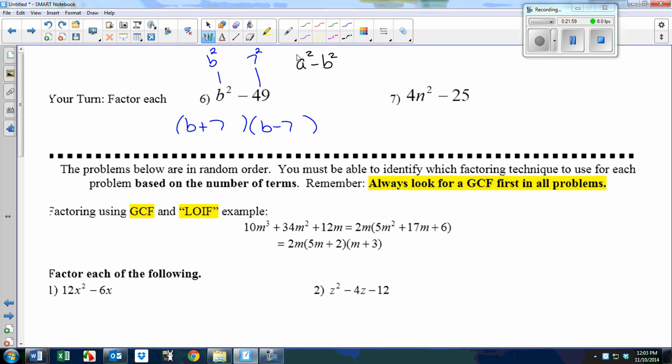All right, what about 4n squared? That's the tricky one. What would you square? I probably should use parentheses every time. That would be a good habit of mine, to use parentheses every time. What would you square to make a 4n squared? A 2n, very good. A 2n. What would you square to make 25? A 5. So what does this, according to the formula, factor to? You got it. 2n plus 5, 2n minus 5.